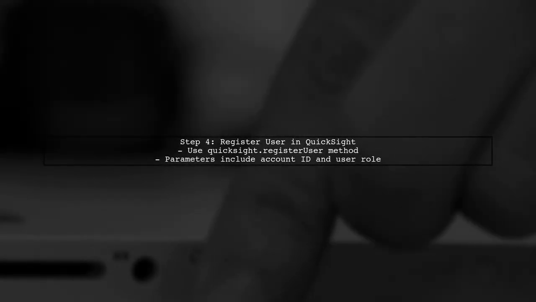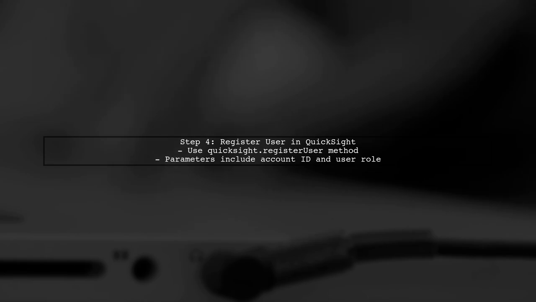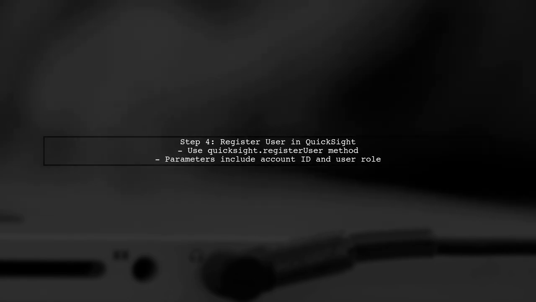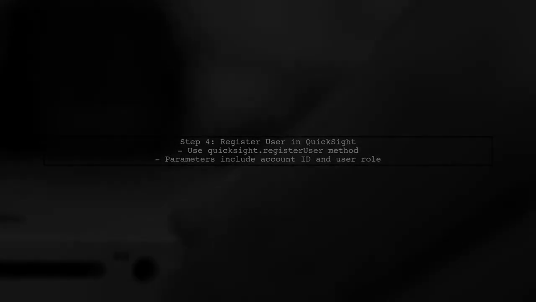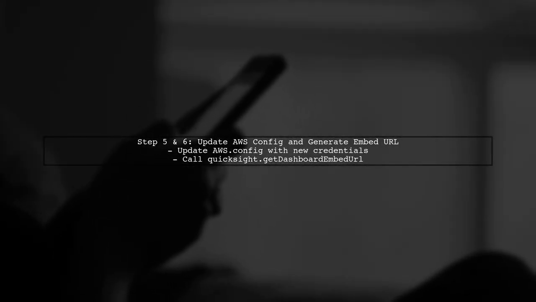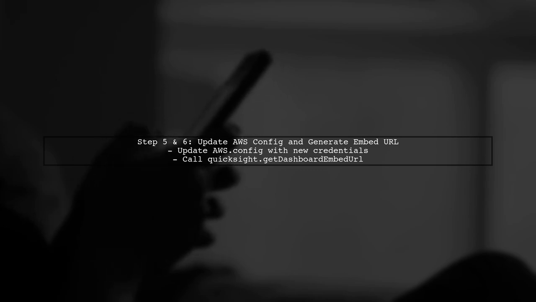After that, register the user in QuickSight using the temporary IAM credentials. This step ensures the user can access the QuickSight dashboard. Finally, update your AWS configuration with the new credentials and generate the embed URL for the dashboard. Use this URL to embed the dashboard in your application.